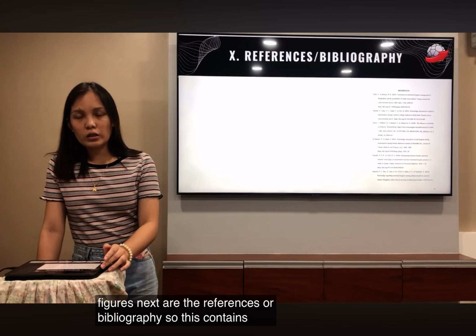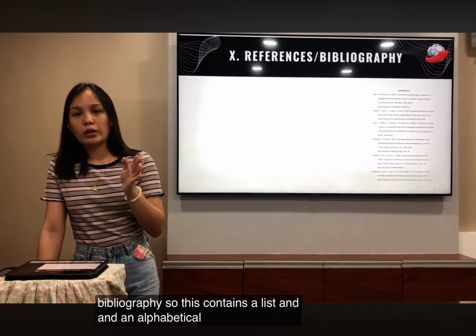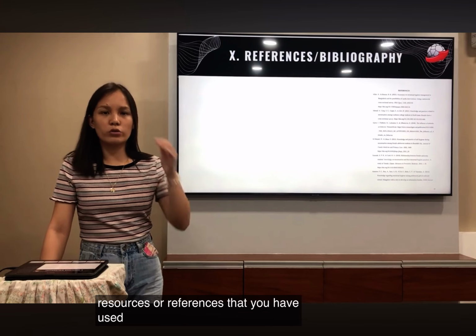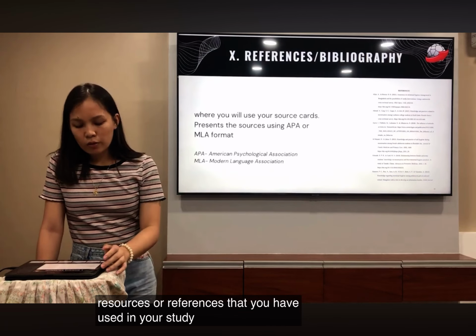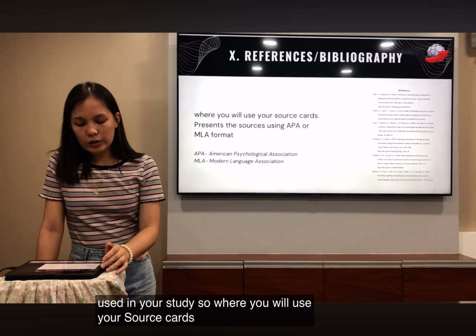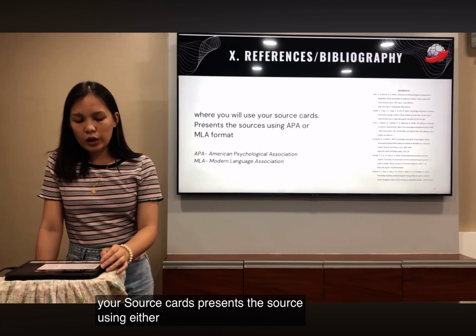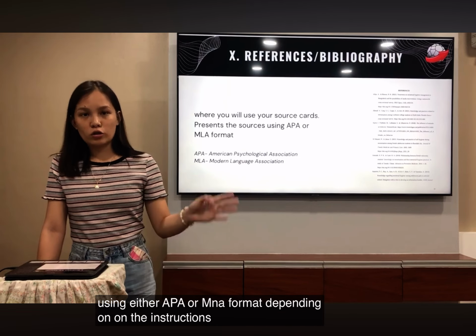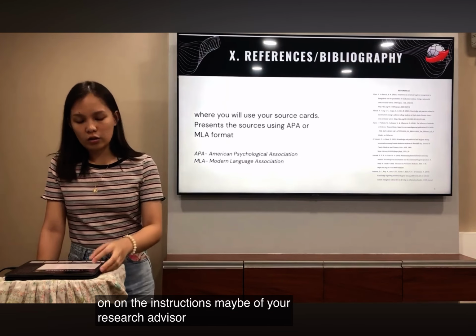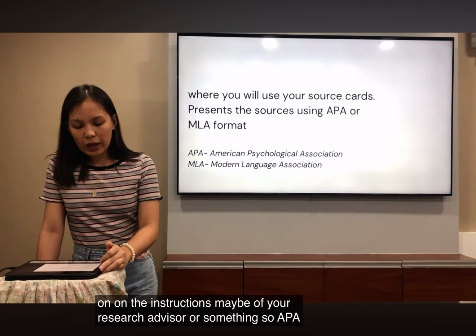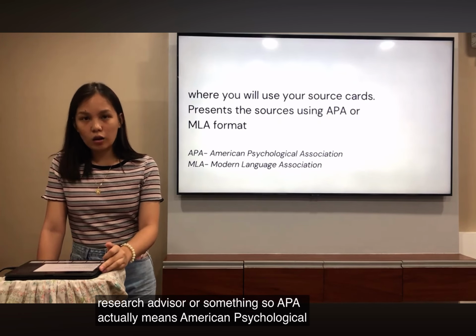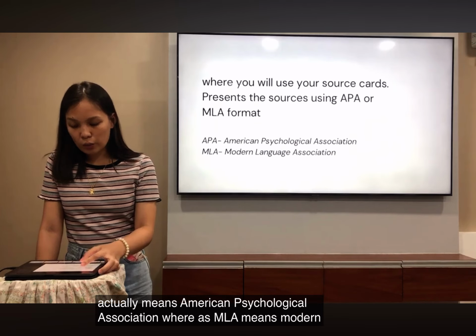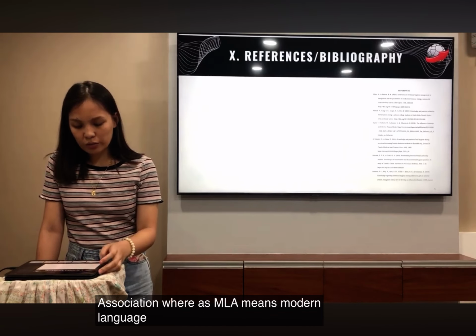So this contains an alphabetical list of all the resources or references that you have used in your study. Here you will use your source cards to present the source using either APA or MLA format, depending on the instructions maybe of your research advisor. APA means American Psychological Association, whereas MLA means Modern Language Association.